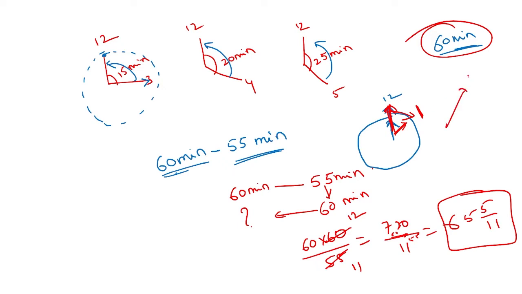Let us take we are on 1 5. That means both the hands are on 1. What will happen after 1 hour? The minute hand will come back to the same position, but our hour hand will have moved on to 2. So if it wants to coincide, it has to cover 5 more minutes. That's why we are getting 65 5 by 11.